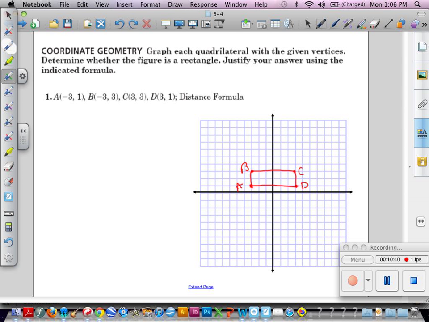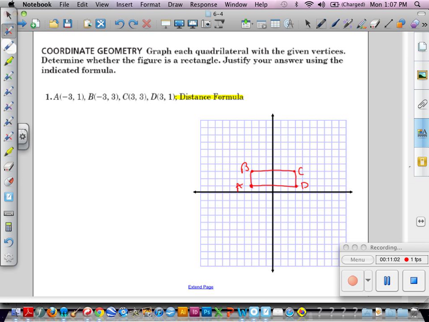Okay, we've got graphing, and we have to justify this as a rectangle. I'm using the distance formula. I've already graphed mine. You're going to have to pause and graph them yourself. Now you're saying, hey, this is a rectangle, I can tell. Well, you're going to have to prove it somehow.